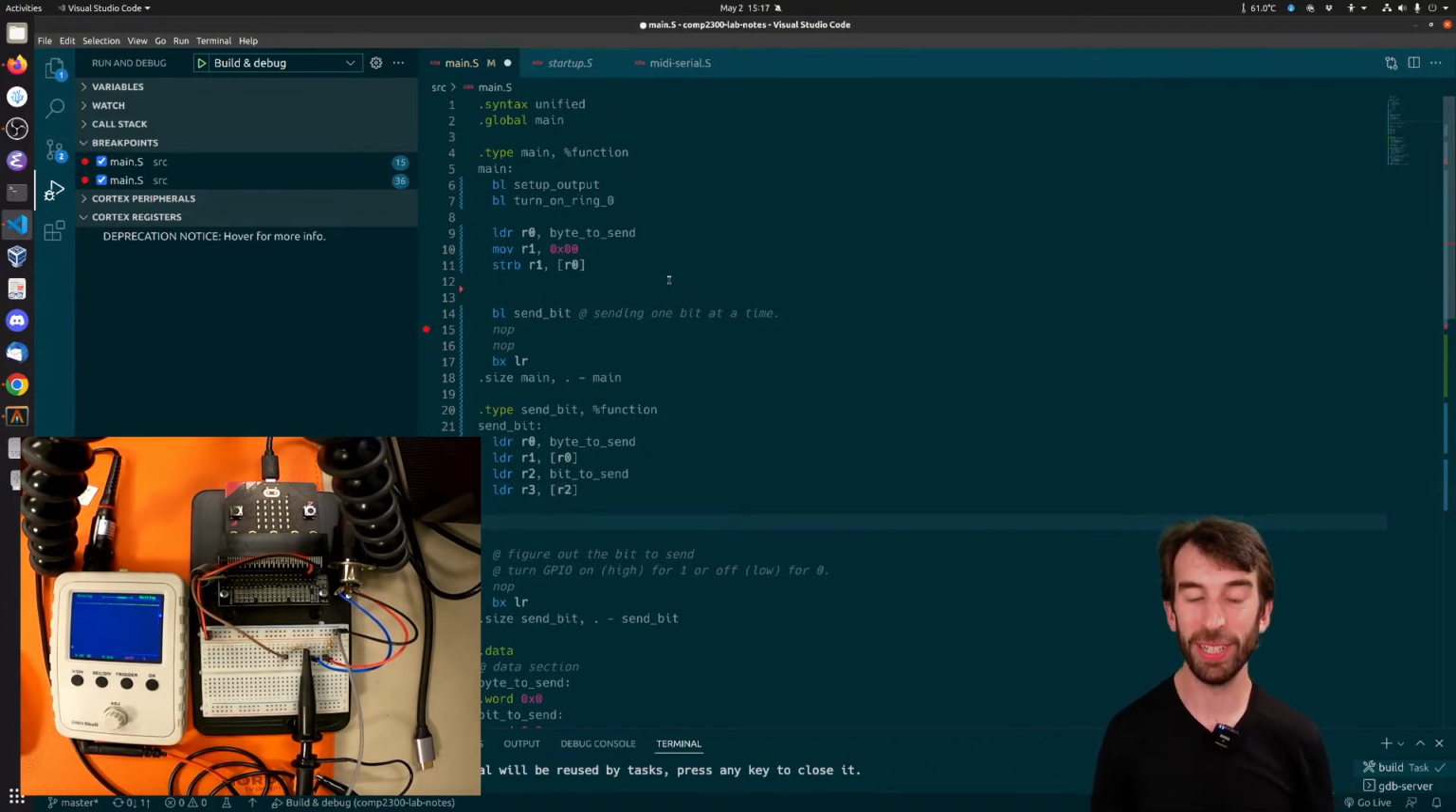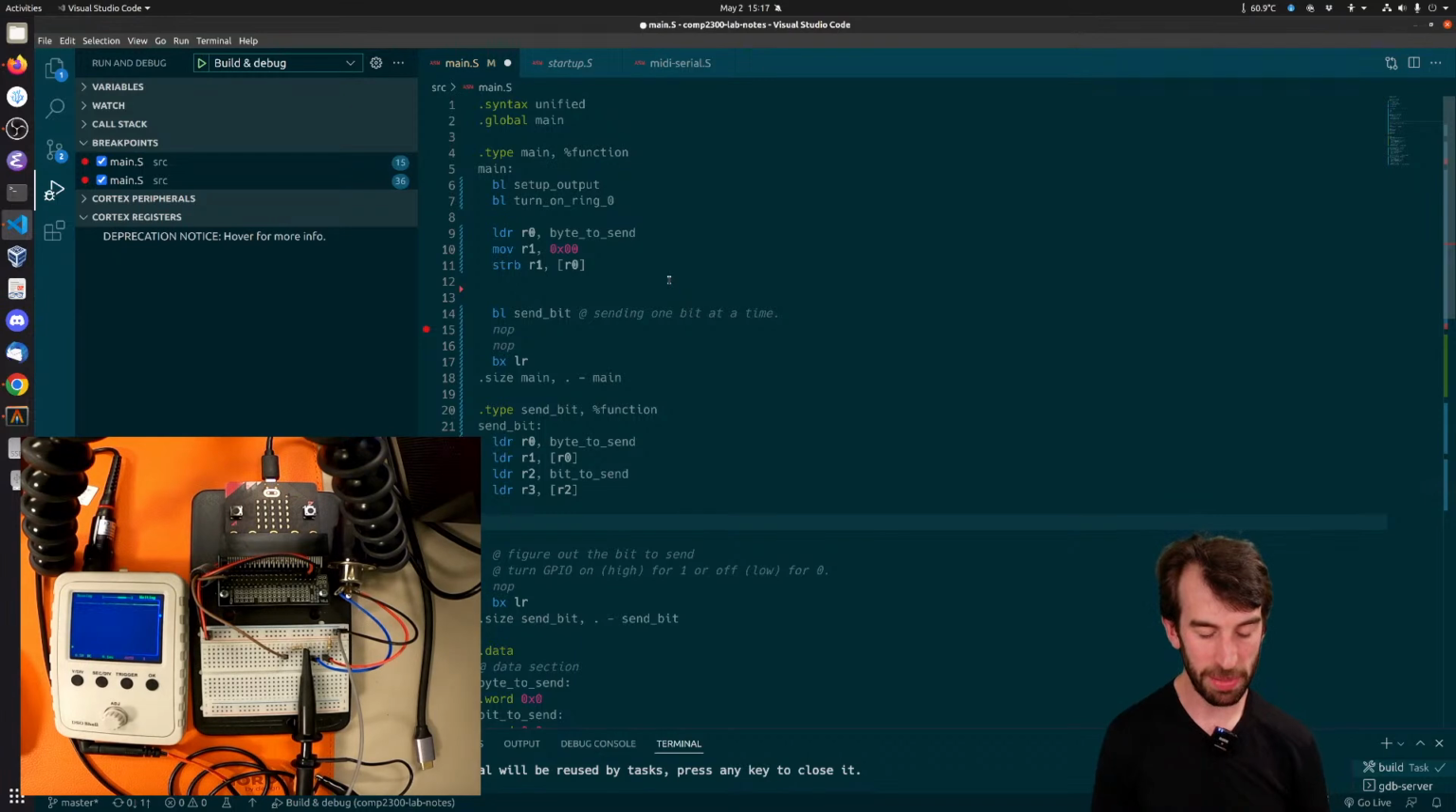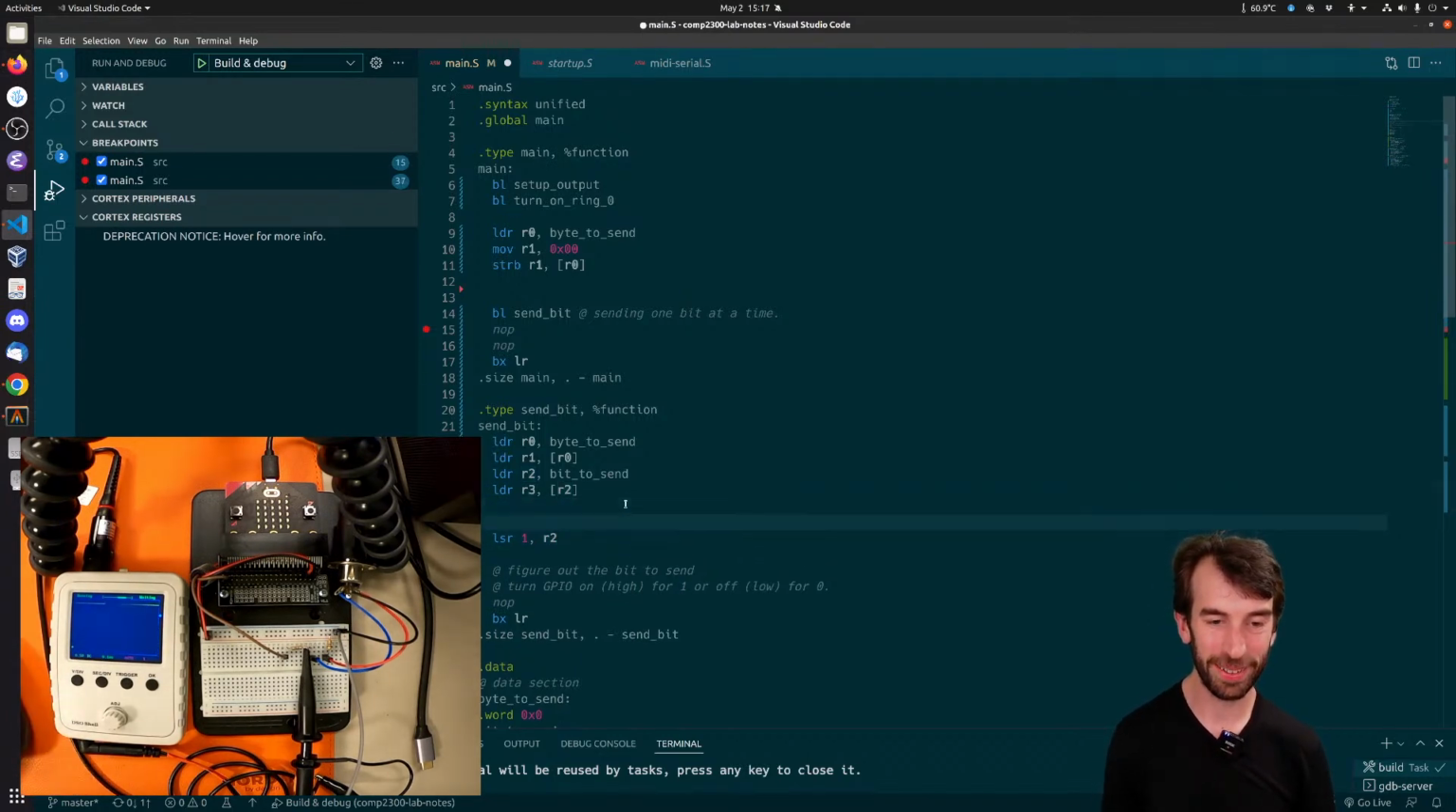So the first thing I might do is some shifts so that I have a 1 in the column of the byte that is the one I want to send. So I might say LSR 1 R2. Does that work? I've forgotten. I'll have to look at my list in a minute. We'll see if it runs. It might not work. That's not going to work.